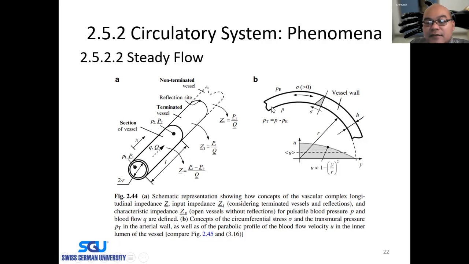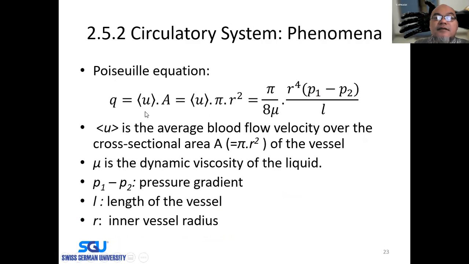And this is when the blood vessel makes a curve around its circumference, and there will then be a transmural pressure in the arterial wall. Then we can calculate using the Poiseuille equation. Q, the blood flow volume, is the average blood flow velocity times the cross-section area of the blood vessel, which is pi times r squared.